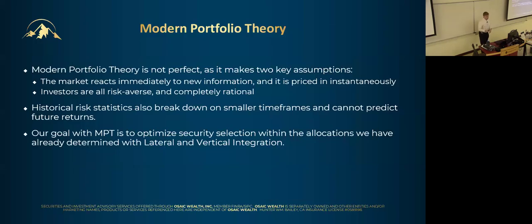But modern portfolio theory is not perfect because it makes two key assumptions. One is that the market reacts immediately to new information and it's priced in instantaneously. For the most part, that's relatively true because of how fast information goes. But the other thing is that investors are all risk averse and completely rational. And I think you and I both know that that is not the case.